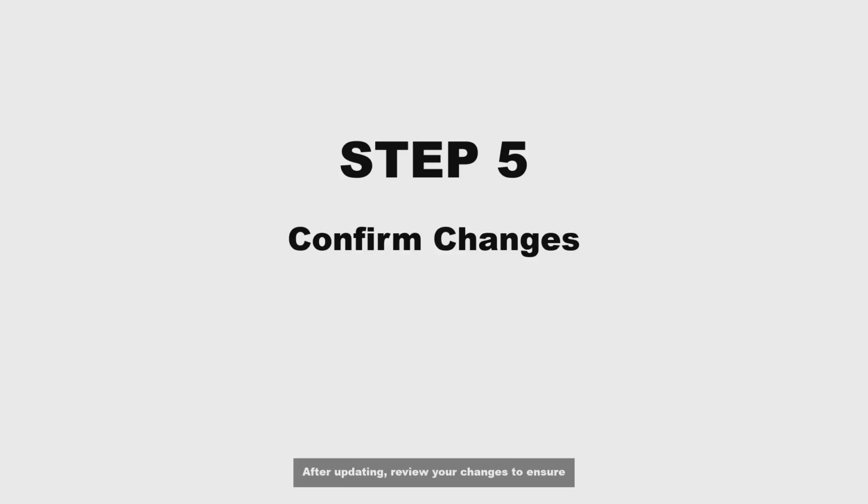Step 5. Confirm changes. After updating, review your changes to ensure everything is correct. You may receive a confirmation email or notification regarding the update. Keep an eye on your account to verify that the new payout method is functioning as expected. By following these steps, you can easily change your payout method on Canvas Credit Union. If you encounter any issues, consider reaching out to customer support for assistance.